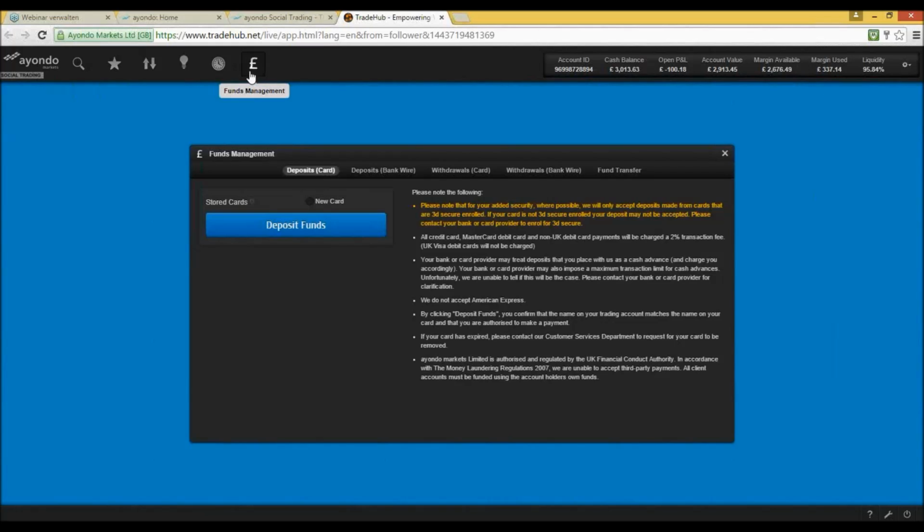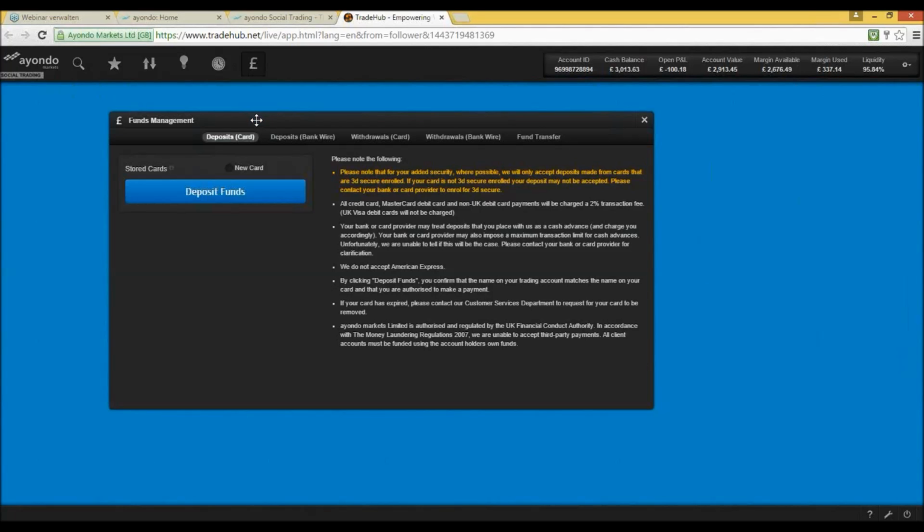Once you click on the pound sign, you'll be prompted with a funds management box. And here you'll see various different options along the top here. So we've got two different options in terms of funding your account. One is a deposit by card, and the second would be a deposit by bank wire.